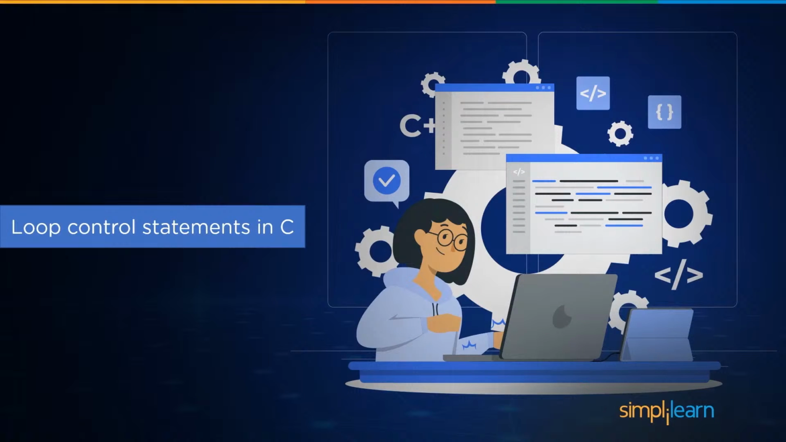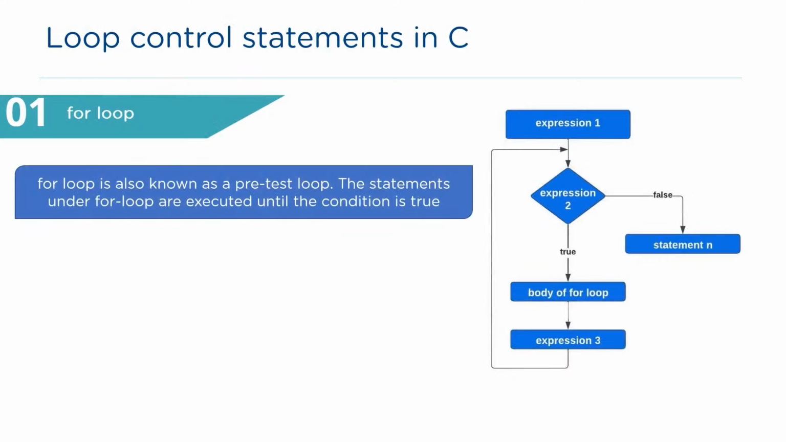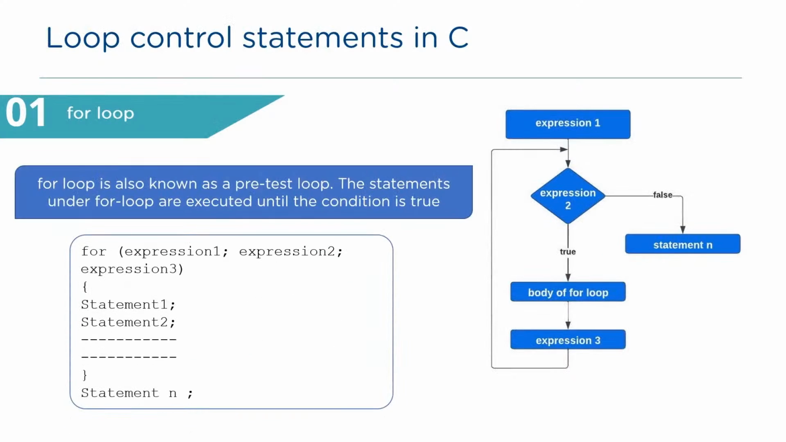Next, we have loop control statements in C. In loop control statements, we have for loop, while loop and do while loop. Let us go through them in detail. For loop is also known as pretest loop. From the following syntax, expression 1 is an initialization, expression 2 is the conditional expression, and expression 3 is an updation. The variables can be initialized in the for loop statement itself.